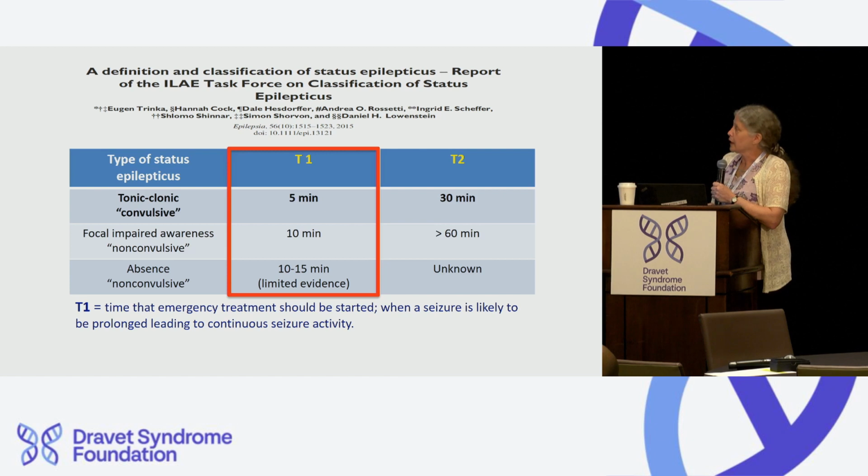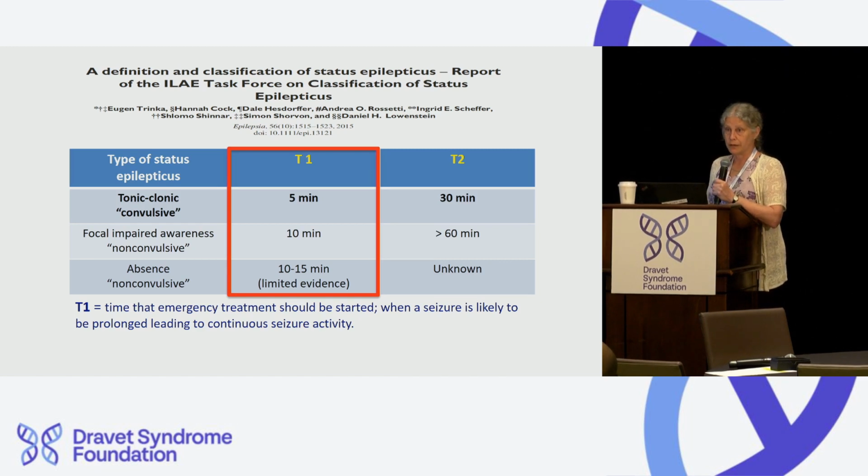And they define 2 time points. Time point 1 is 5 minutes for convulsive and about 10 minutes for non-convulsive. And that is the time point where emergency treatment should be started. That is because if a seizure is lasting that long, it is unlikely to stop on its own, so we want to treat that as quickly as we can. And in reality, many of you with children with Dravet syndrome treat much earlier than 5 minutes, right? But that would be the latest we would want to start treatment.